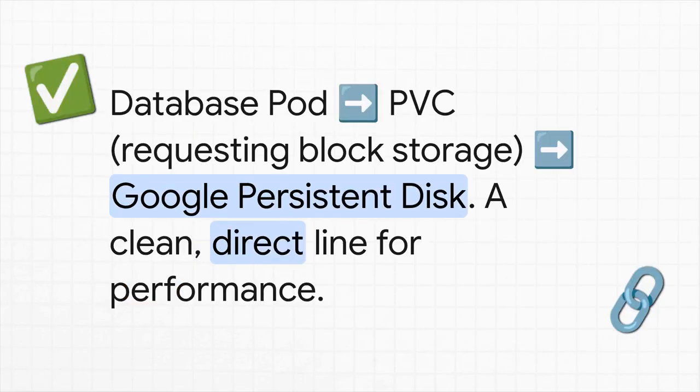The choice here is a no-brainer. Our database pod is going to create a PVC asking for read-write-once block storage. The GKE storage class sees that request, and it provisions a Google persistent disk. That disk then gets mounted exclusively by our database pod. It's a clean, simple, direct line for maximum performance.